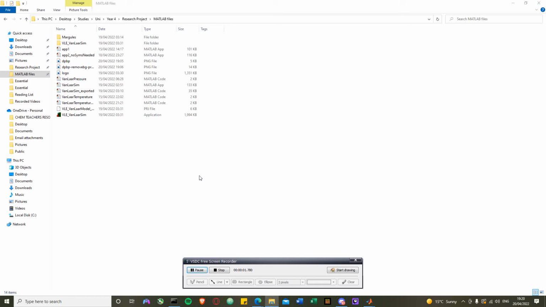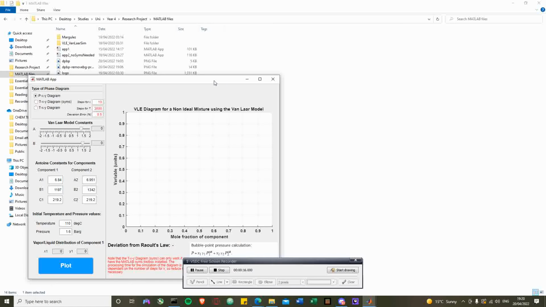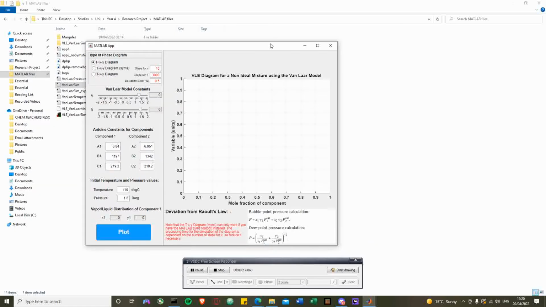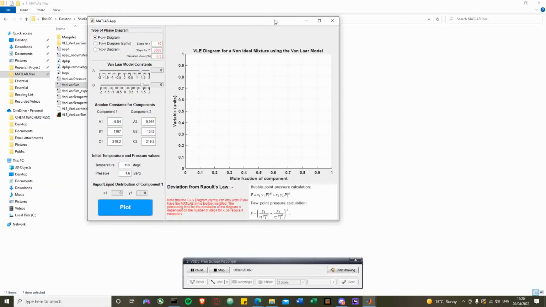Hey guys, this is a rundown of how the VLE simulation works for the Van-Laar model. From the Canvas page, you should be able to download the MATLAB file, which is called the Van-Laar sim file. Once you have that, open it up, and it should open an app like this.